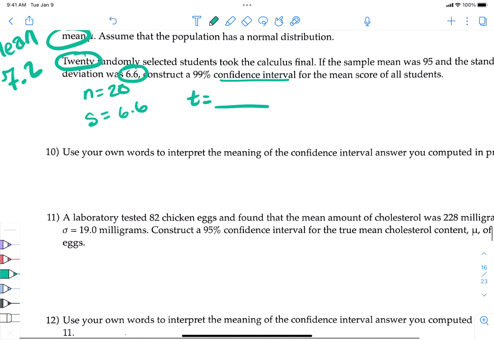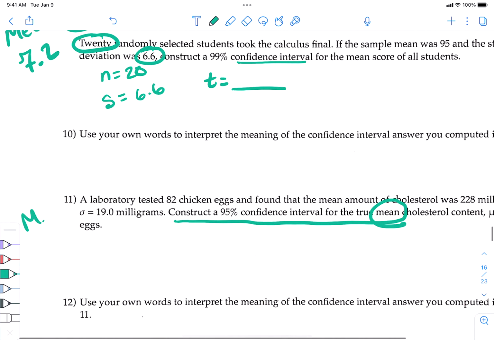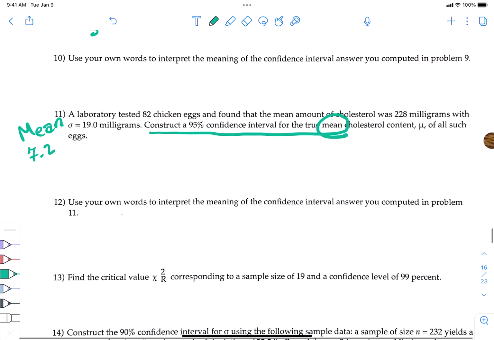There you go. Number 11, confidence. Construct a 95% confidence interval for the mean. We got a mean again. These are going in order, folks, just FYI. I think they might go in order, actually. I don't know. We'll see. So, T or Z, we have to figure that out.